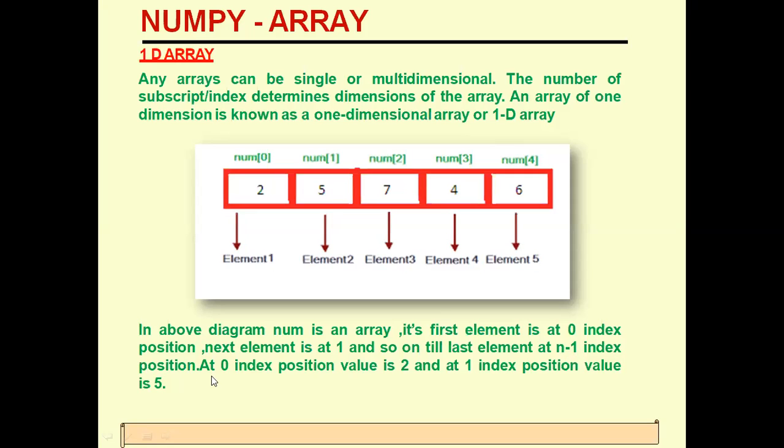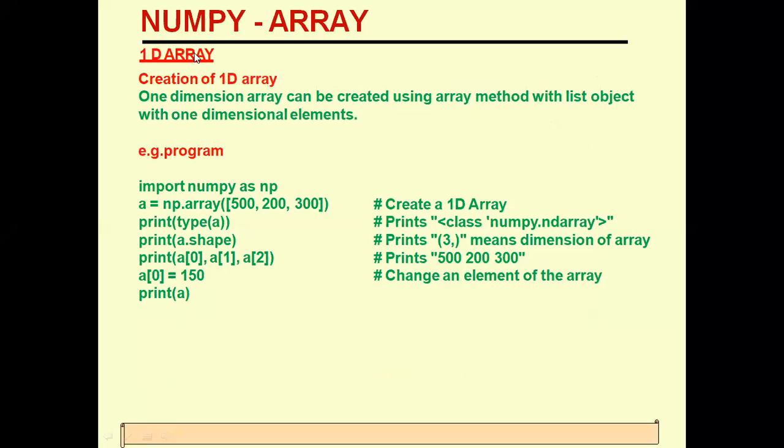At the 0 index position the value is the second, and at the first index position the value is in the fifth position. But the length is minus 1. Why is it? Because there are 5 elements here. Because the beginning is the 0 position, it will be num minus 1, meaning the last element is in the fifth position, but it will be minus 1 from the last one. So here, 1D array.